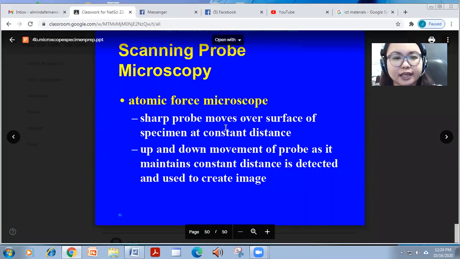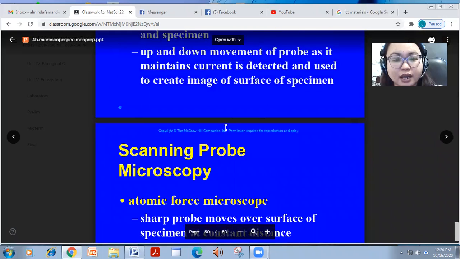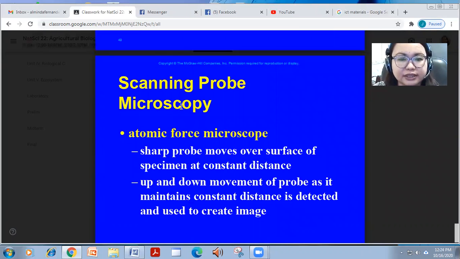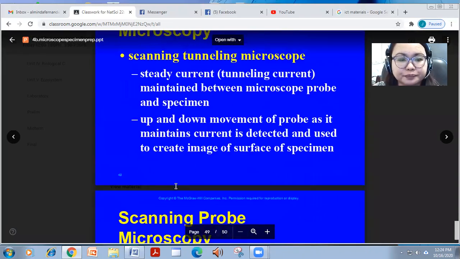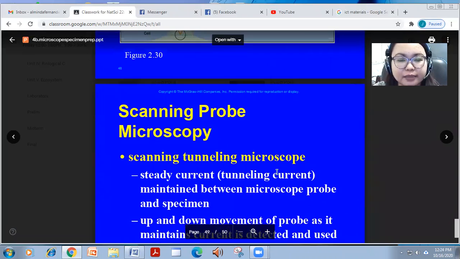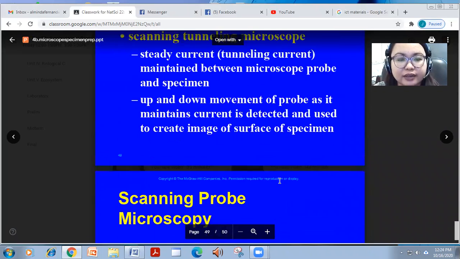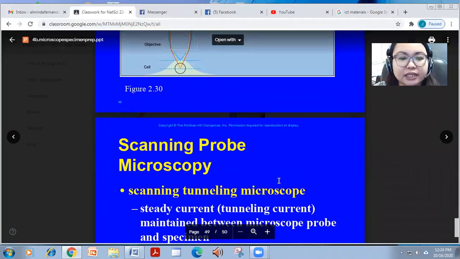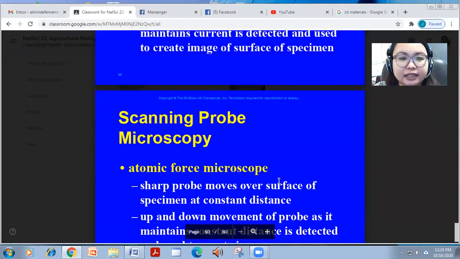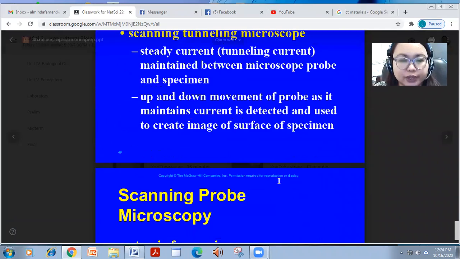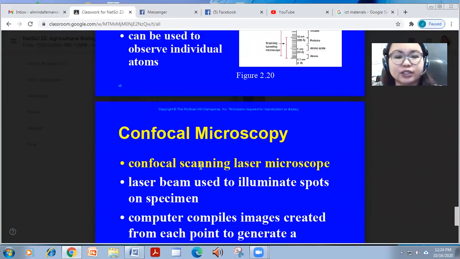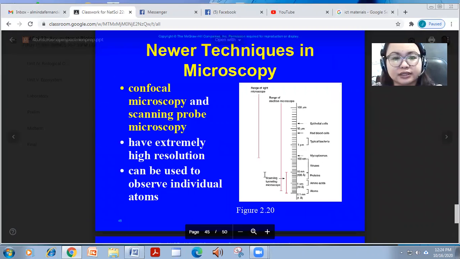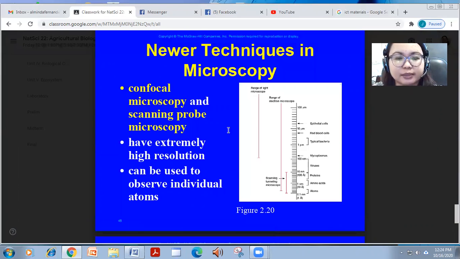So again, the other techniques, no, the newer techniques for electron microscopy. This includes the scanning probe microscopy, which uses the atomic force or sharp probe, and the scanning tunneling microscope, which uses the steady current or tunneling current. This is under scanning probe microscope, could be scanning tunneling or atomic force. And confocal microscopy, which uses confocal scanning laser. So these are just newer techniques in microscopy.